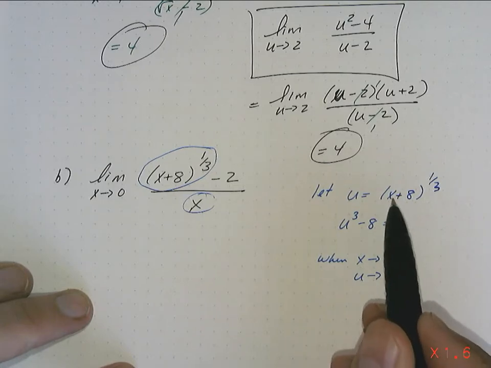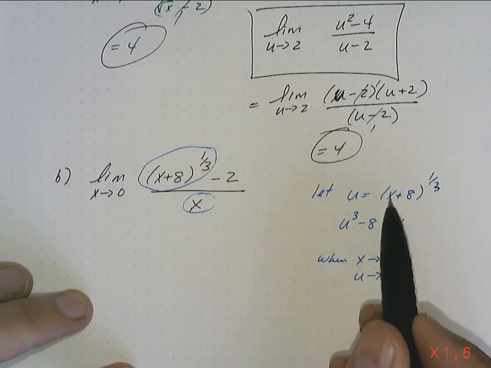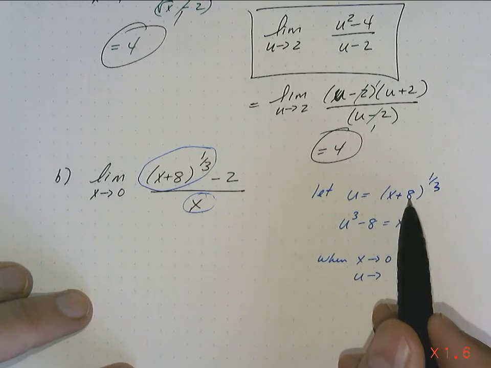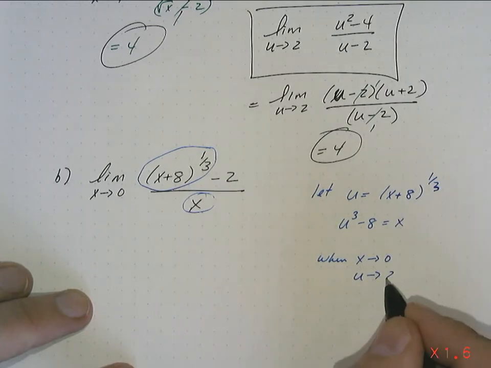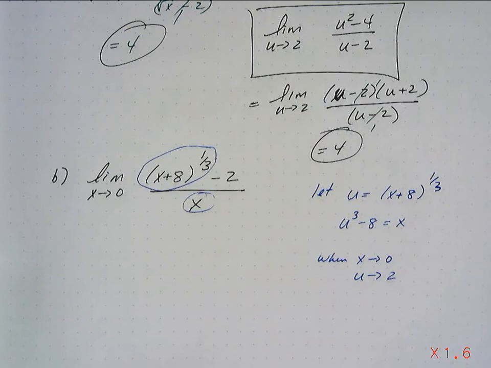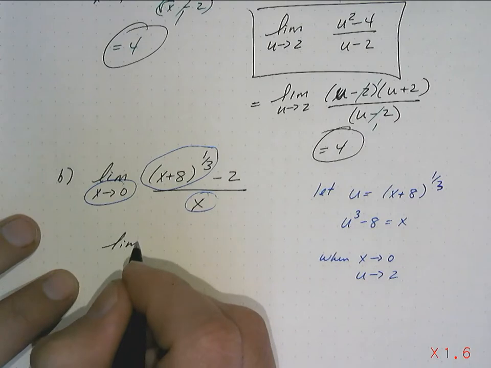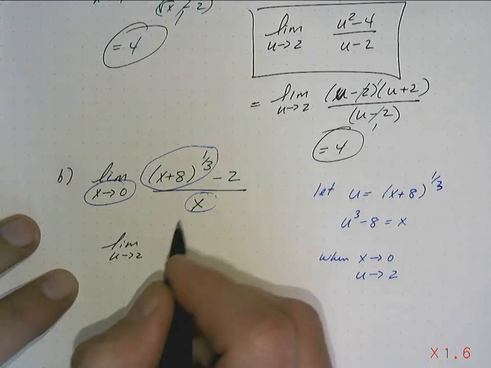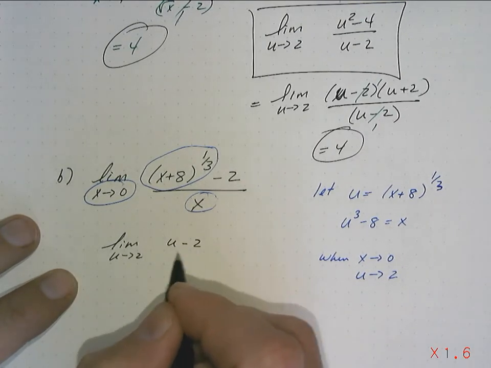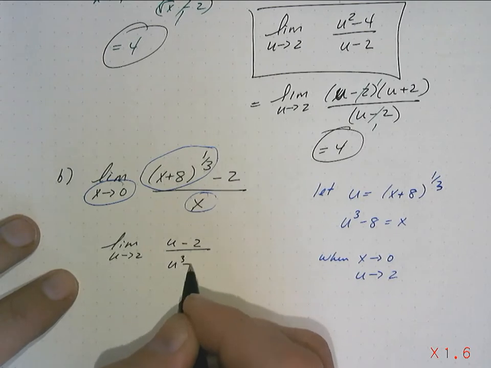Okay, as x approaches 0, ring-da-da-ding, x is approaching 0, 0, 0. This becomes 8. Cubed root of 8 is 2. That means u approaches 2. Let's not use the word equals. That's dangerous in calculus. Okay, so guess what I've done? I've created a brand new question that will look like this. The limit as u approaches 2 of (u minus 2) over (u cubed minus 8).